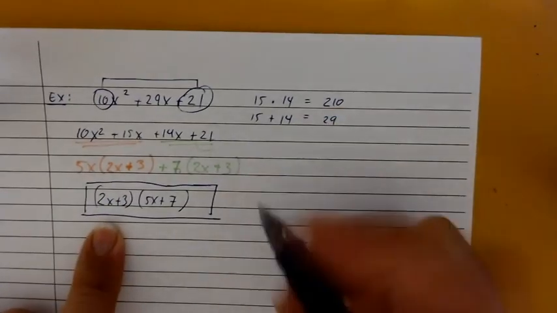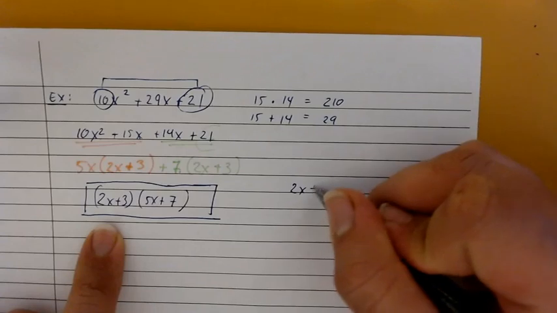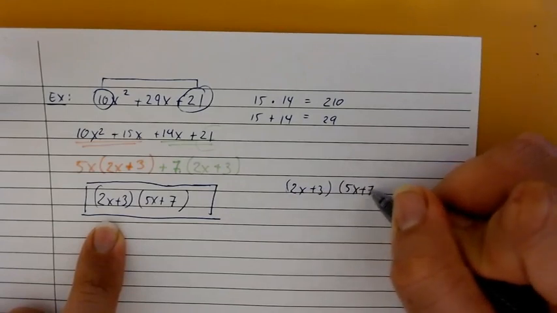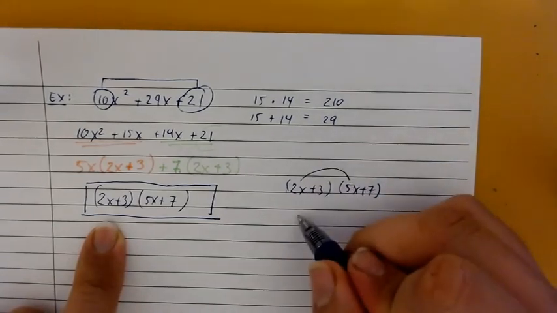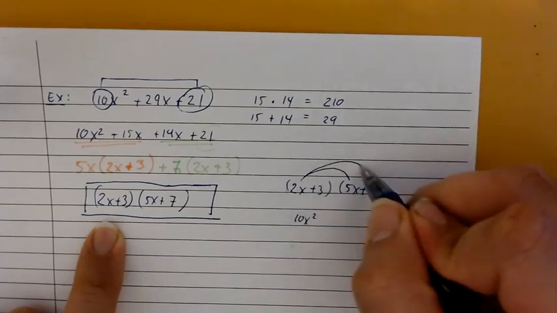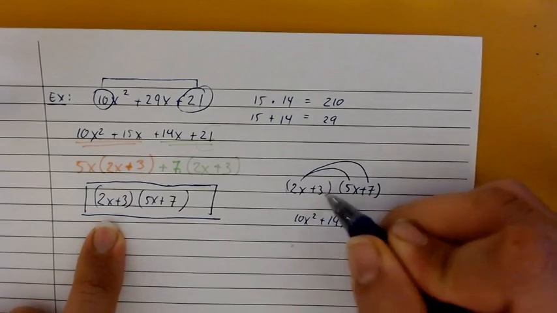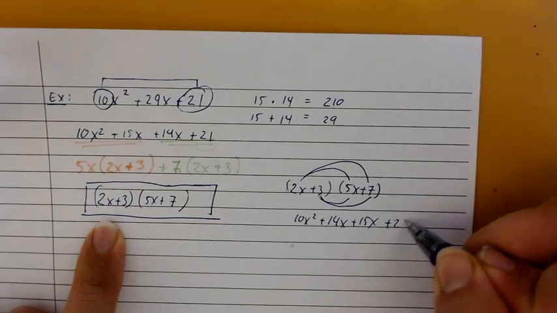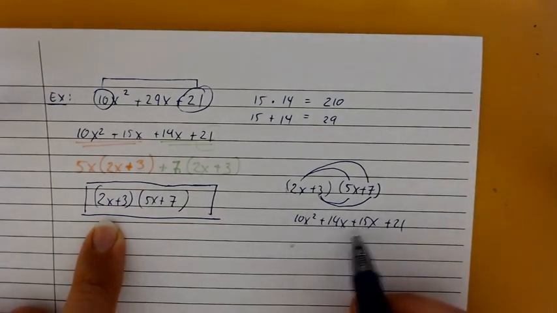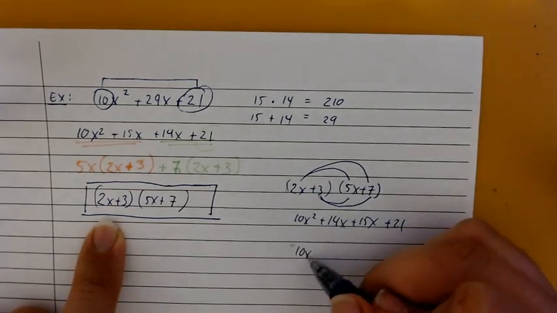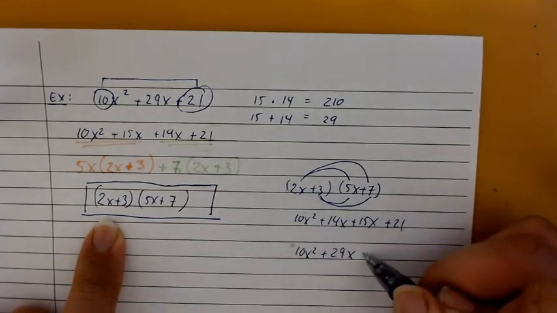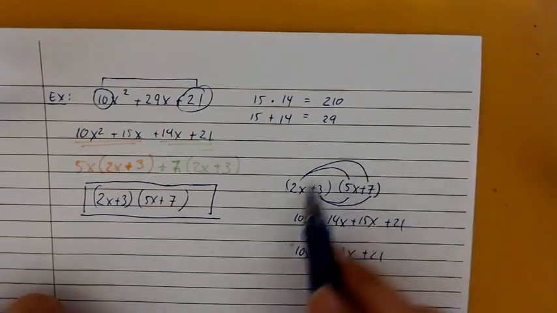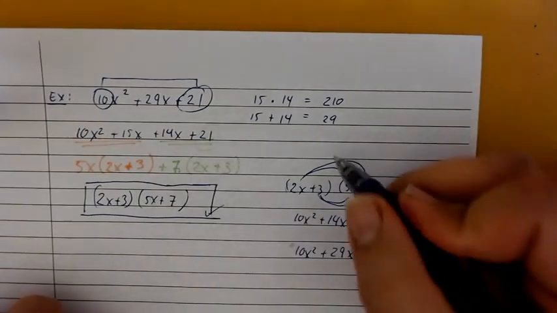You can always check this. You can always check any factorization problem if you just multiply it back out. If you take 2x plus 3 times 5x plus 7, multiply, that's 10x squared. Multiply, that's 14x. Multiply, that's 15x. And multiply makes 21. Combine these like terms, 14x plus 15x, and that'll give you 29x, which is exactly what we started with, 10x squared plus 29x plus 21. So that confirms that this is the correct factorization. So here all we're doing is checking it.